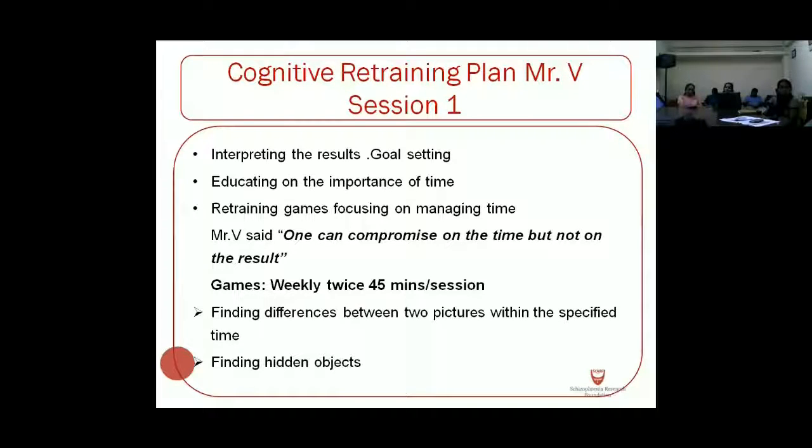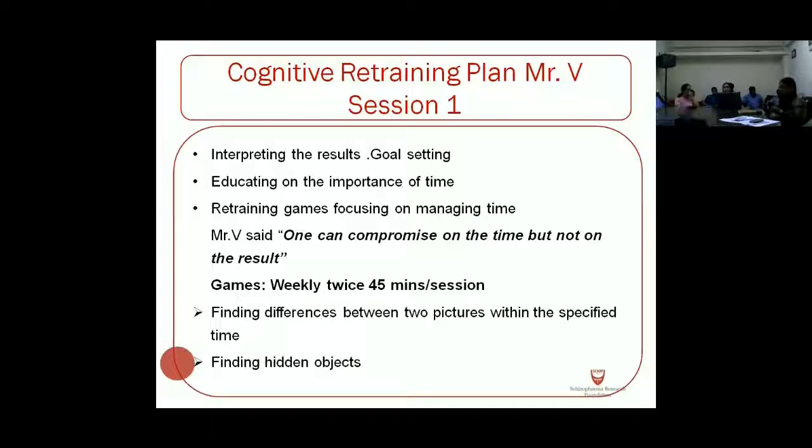Then the goal was planned for the client's retraining, and the client even commented that one can compromise the result. This shows how much he expects perfection in whatever he does. Weekly twice he was met, because he was met as an inpatient because he comes from a distant place. He was admitted here for the purpose of rehabilitation, and he was met weekly twice, 45 minutes per session.